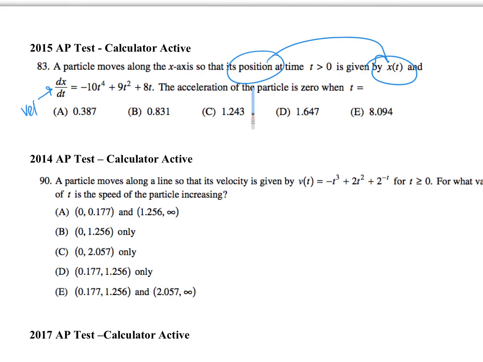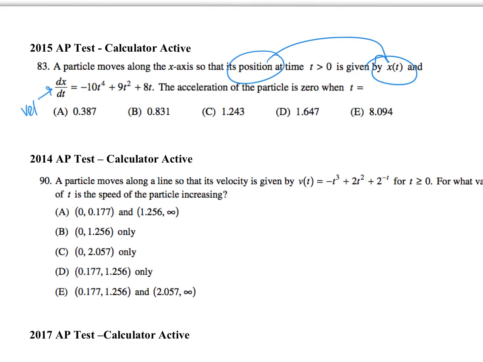Now they said the acceleration is 0 at what t? This is a little different. They are saying, when is the acceleration 0? When is the acceleration 0? How are we going to go from velocity to get to acceleration? The derivative, to Wilson's point.